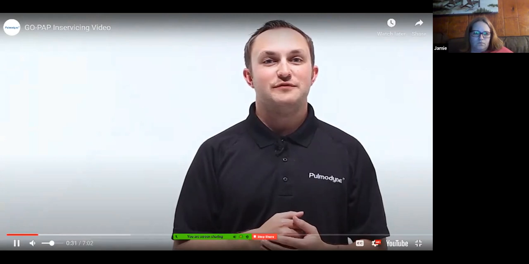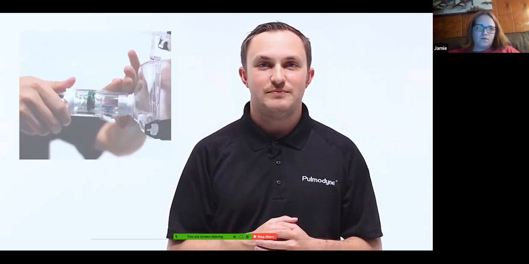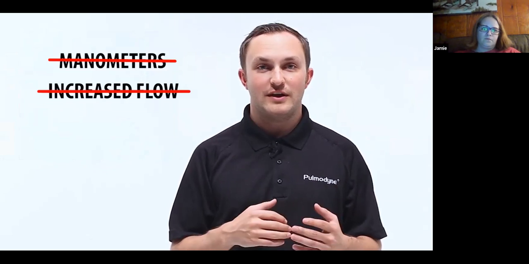The GoPap is a fully disposable CPAP system that's manufactured in America. It utilizes the low pressure port set at 10 liters per minute. Unlike other disposable CPAPs on the market that use the low pressure port, our GoPap's PEEP settings are independent of the flow. This means that you can set it and forget it and focus on caring for your patient.